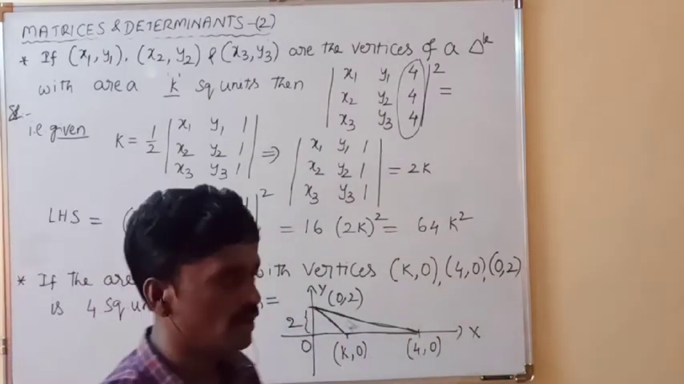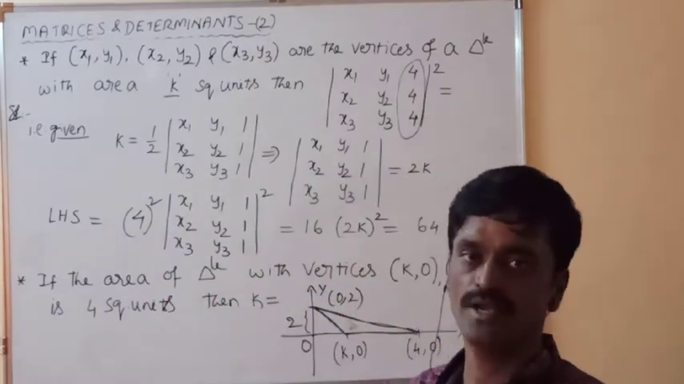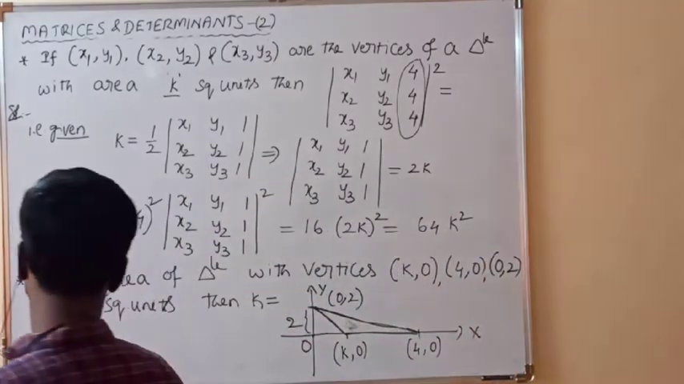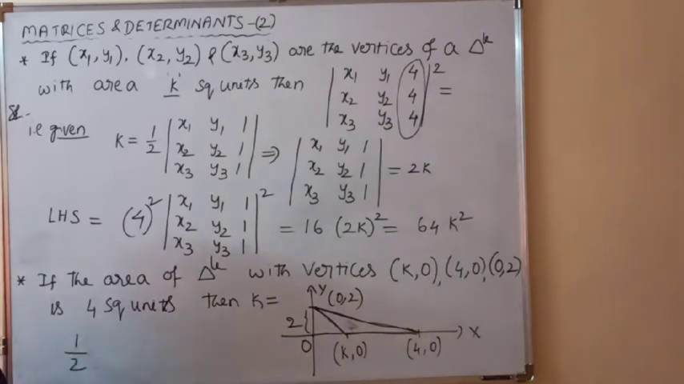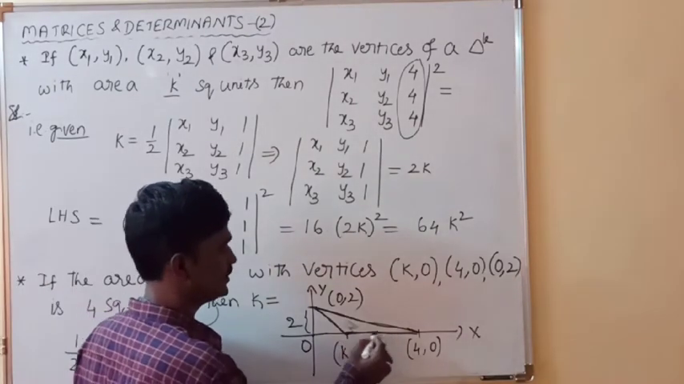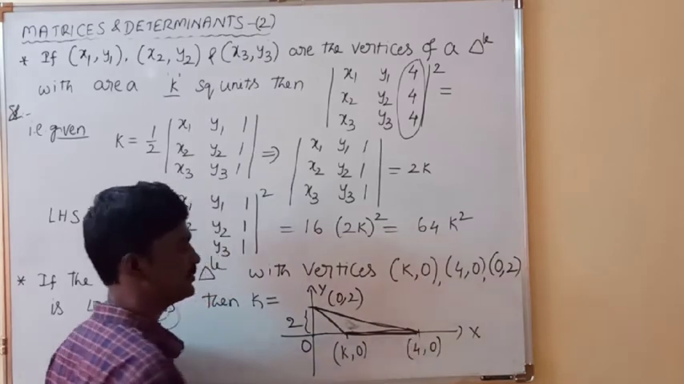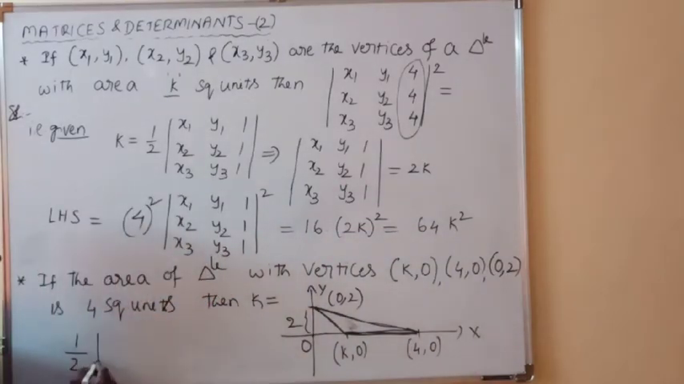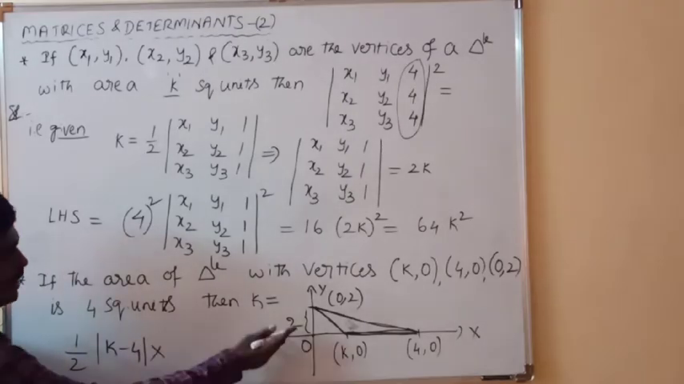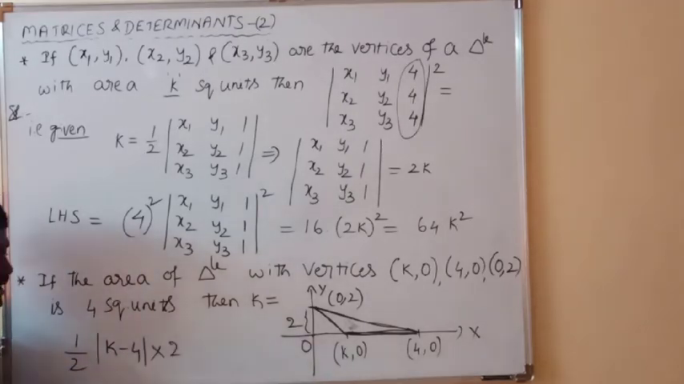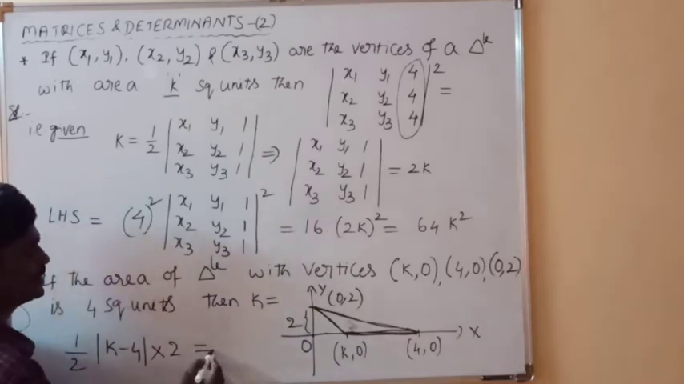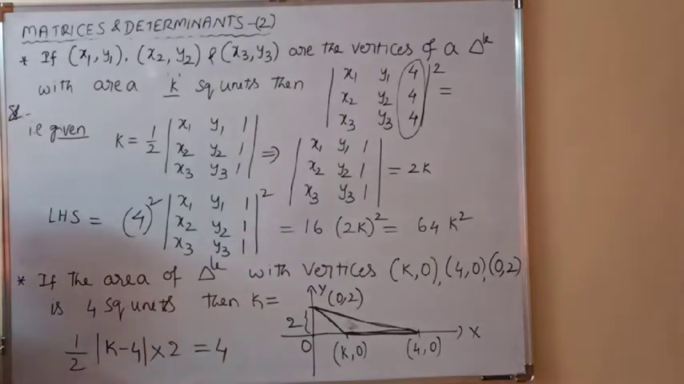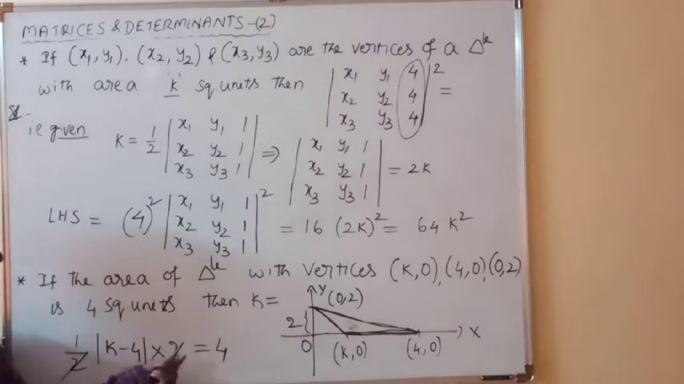So to get the area of this triangle, can I use the half base into height formula? Basic formula. So half base, where base is nothing but the distance between these 2 points, which is modulus of k minus 4, into height. Height is 2. This is the area of the triangle with the given 3 points. But according to the question, it is equal to 4 square units. So 2 and 2 get cancelled. Modulus of k minus 4, what you will get?